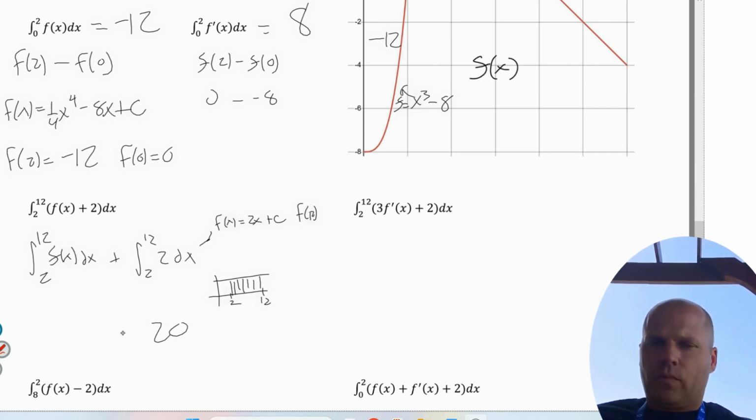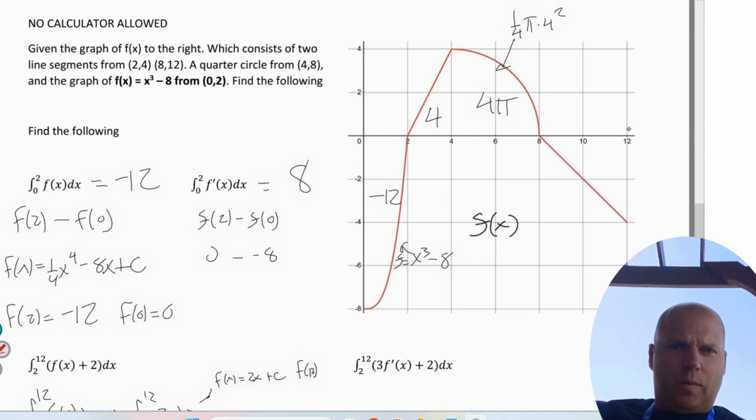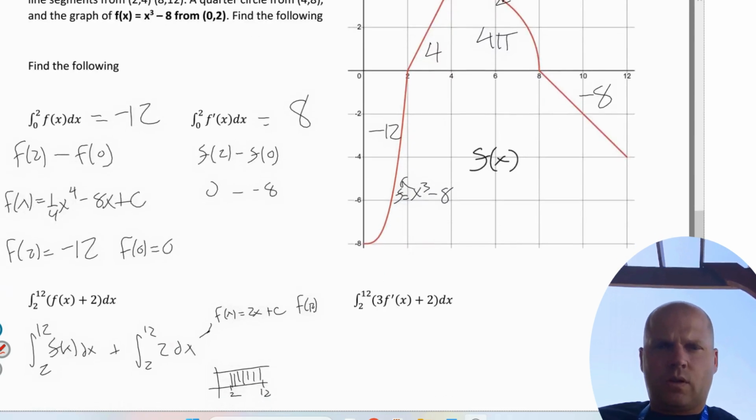That's 20. Meanwhile, 2 to 12 of f, I got this 2 by 4. So this is a quarter of a circle, pi times 4 squared over 4. So that's 4 pi. I get this 4 by negative 4. So that's negative 8. It's still pi. I'll get negative 4 plus 4 pi here. And I'll get 20 here.